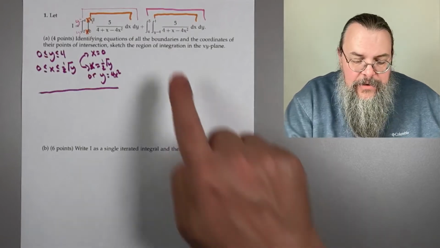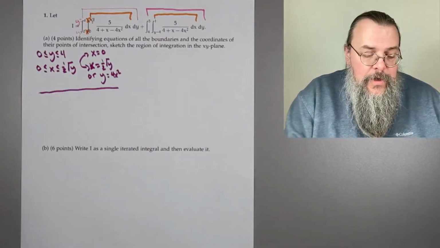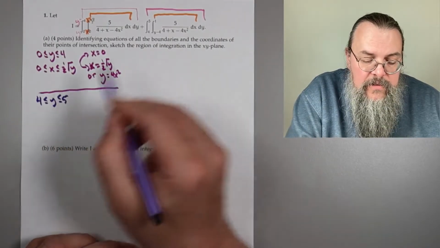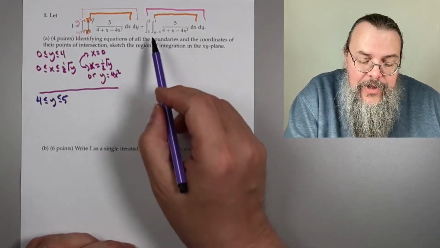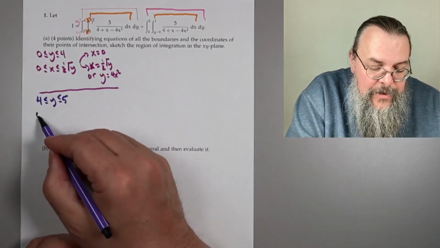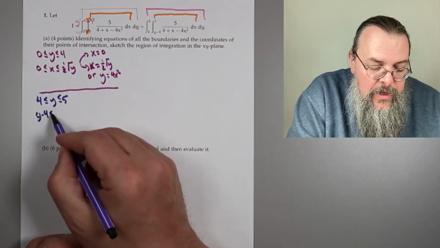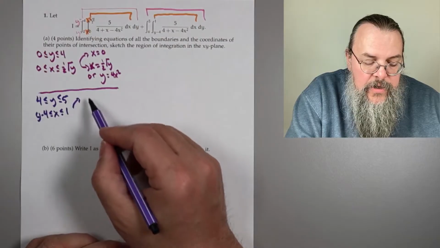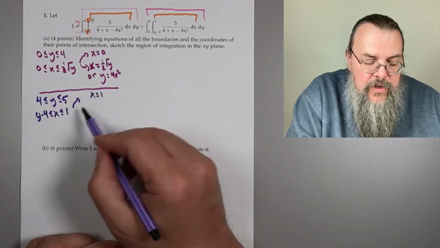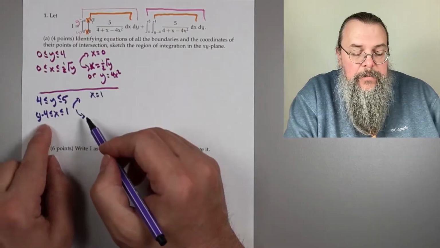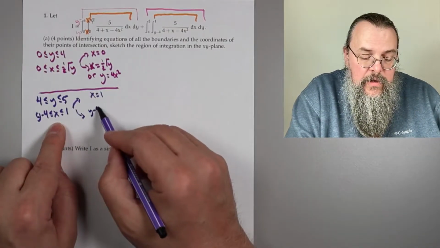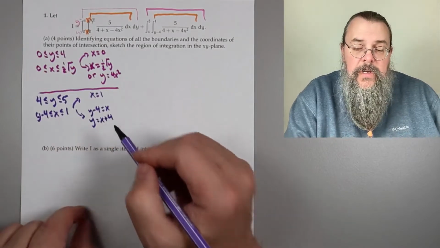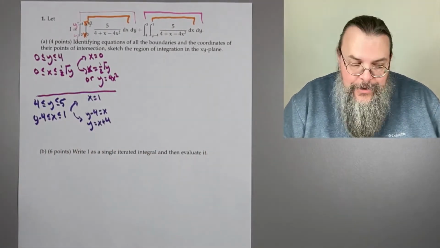Okay, for our second integral, what's going on? Well, in this one, y is going from 4 to 5. Right, that's the outer layer. Now the inner layer. We have y minus 4 less than or equal to x less than or equal to 1. And again, it's this inner layer, which are the curves. So you have x equals 1 as a curve, and then y minus 4 equals x, which we can also say is y equals x plus 4. All right, so those are our curves.